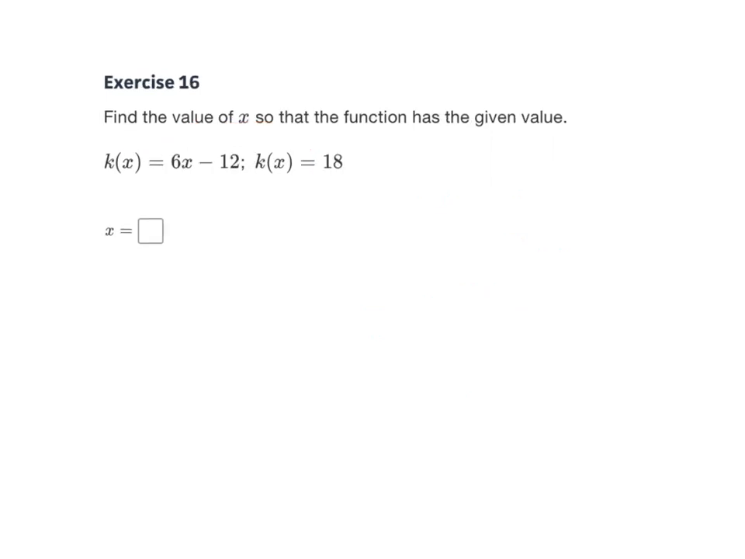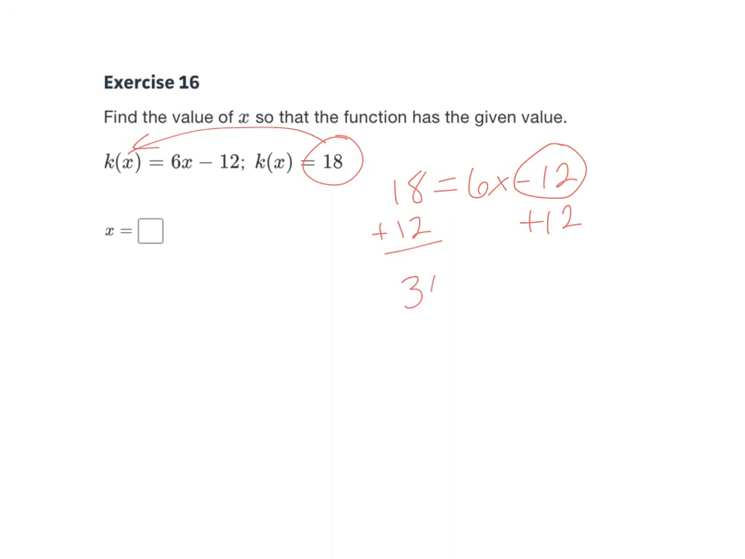Alright guys, last one. We're substituting 18 in for k of x. So you would have 18 is equal to 6x minus 12. Two-step equation. To get rid of the minus 12, we would do the inverse. It's going to give us 30 is equal to 6x. We're going to divide both sides by 6 to get 5 is equal to x. If you wanted to check it, you'd have 6 times 5 is 30 minus 12 gives you 18.